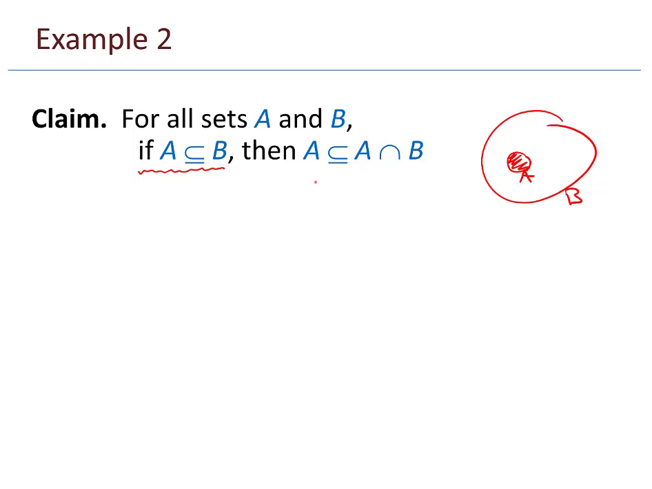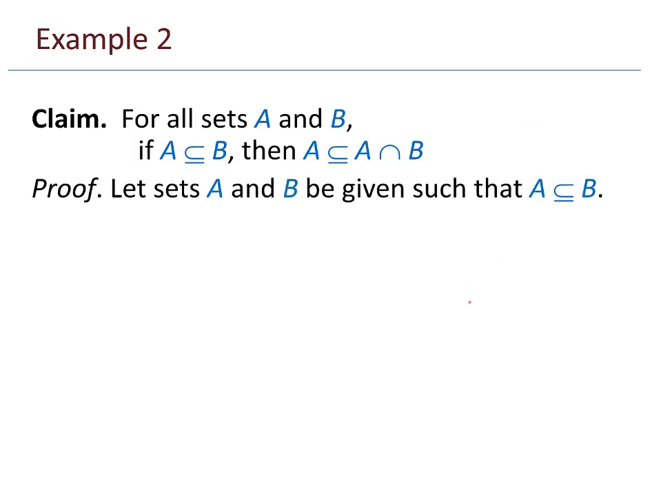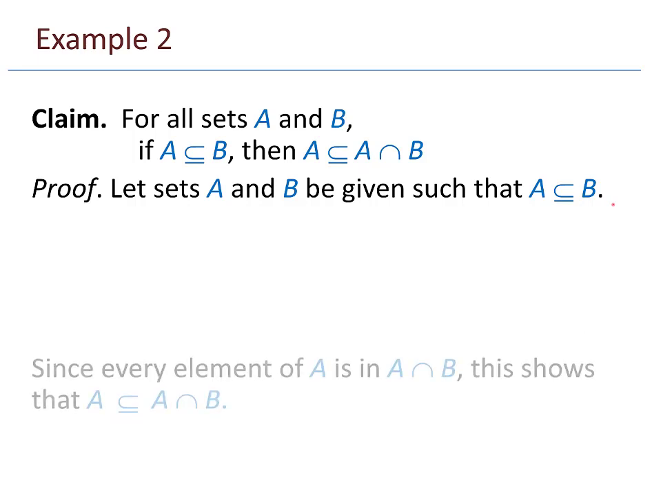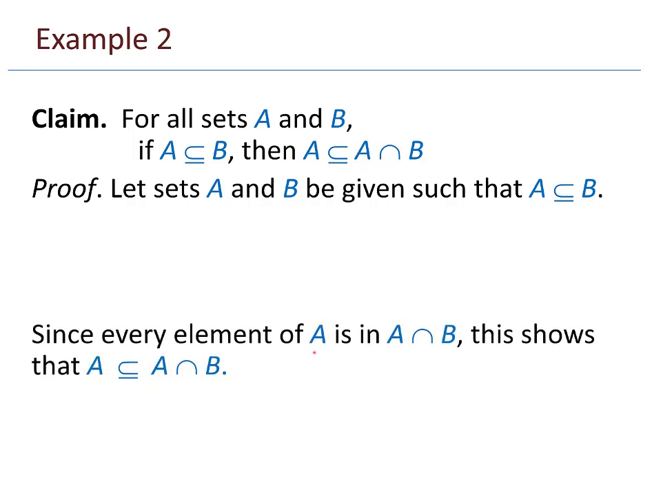A is contained in A intersect B. What does the proof look like? The first line, let sets A and B be given such that A is contained in B. What will the last line look like? Since every element of A is in A intersect B, this shows the containment. Now let's dig into the elements. Where will I start? What do you think the first line will be? Do you know?